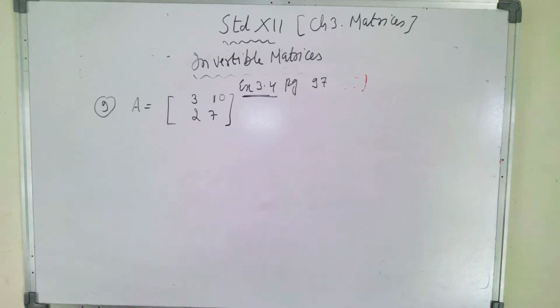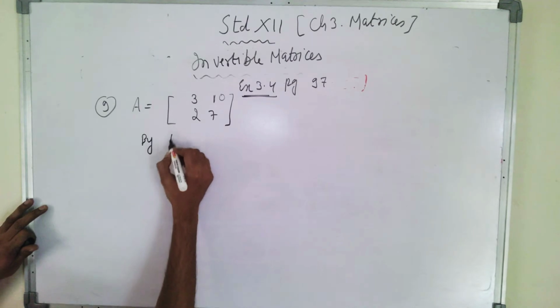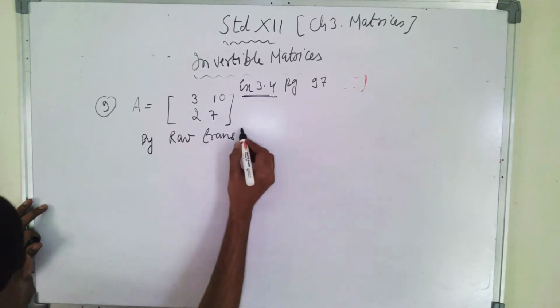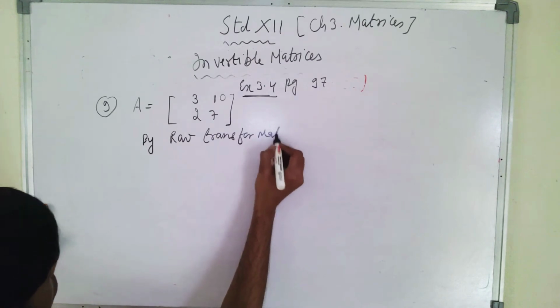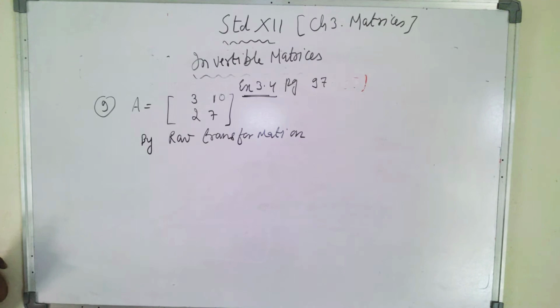Now remember children, this is by elementary row transformation. So if you are asked to find by row transformation, you just check by what transformation they want the inverse of that given matrix. Nothing is given, so you are free to do any transformation. You can use either row or column as per your choice.